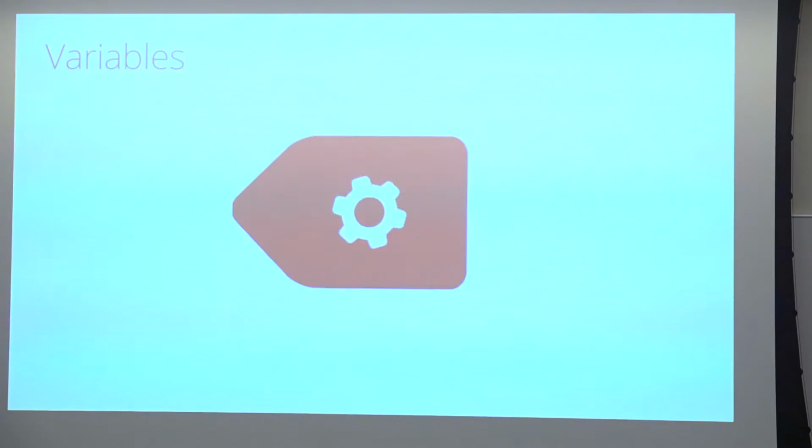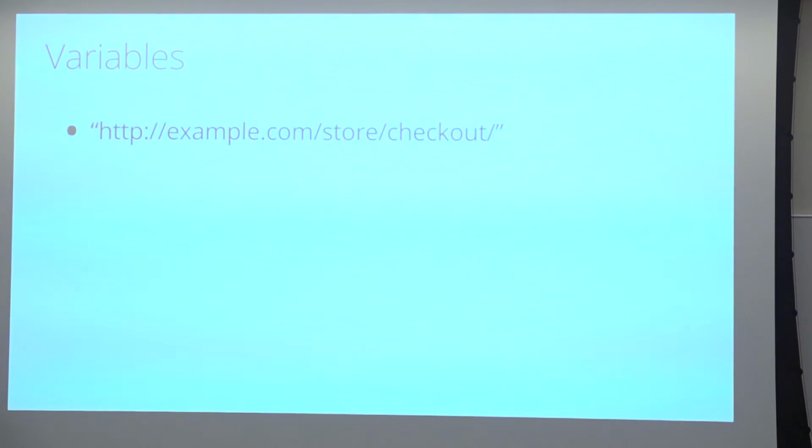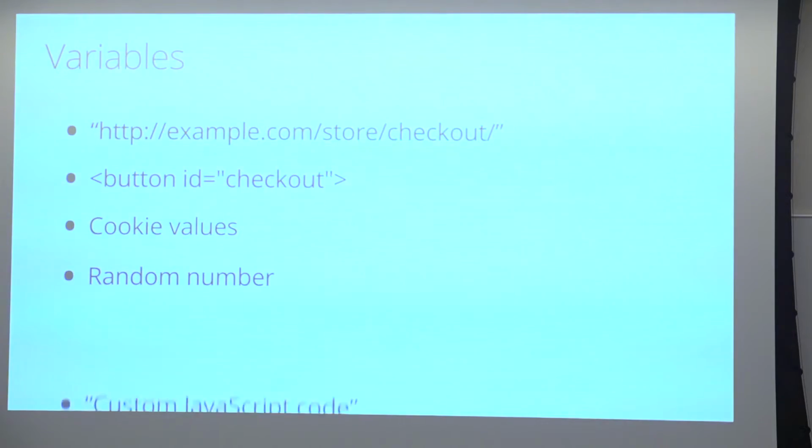Variables help define triggers and what data they send. Conditions might include specific URLs for referring pages, links, or for the page itself, the presence of specific HTML elements, IDs, or classes, cookie values, random number values, or custom values via JavaScript.